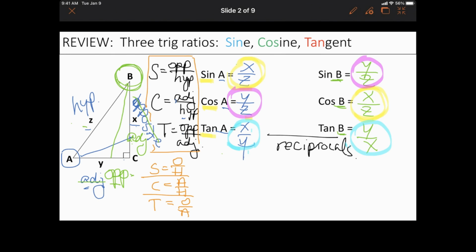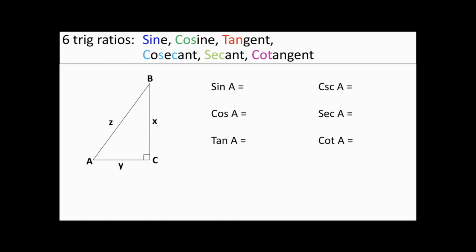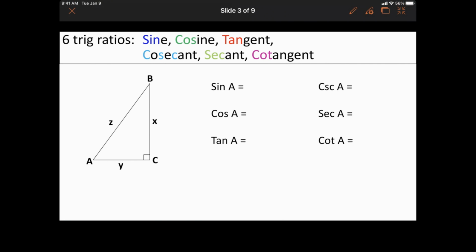This is something that is taught in geometry. In trigonometry, we're now going to add 3 more ratios. So there's actually 6 you need to know. We still have our sine, cosine, tangent, but now we add 3 more: cosecant, secant, and cotangent. They're written in a particular way, and there's a reason why. I would suggest you write them in this order every time: sine, cosine, tangent, cosecant, secant, cotangent.